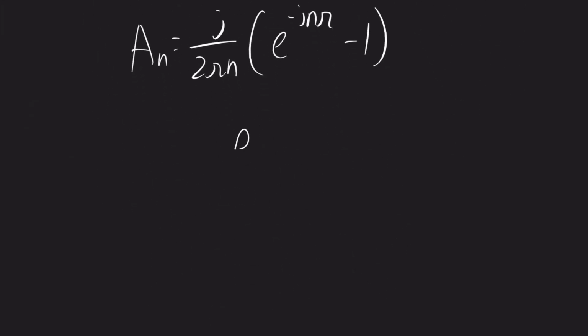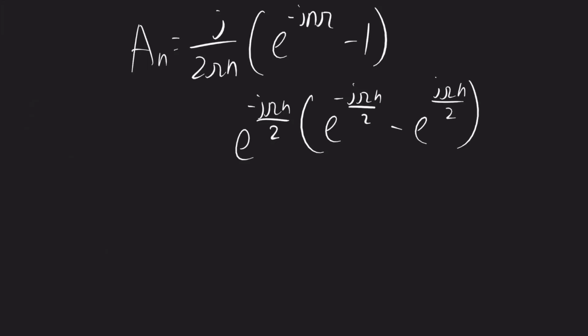Now there's one trick we can do. We can factor out an e to the negative j pi n over 2, and this term will become e to the negative j pi n over 2 minus e to the positive j pi n over 2. And if you multiply this out, you'll see that this term would become e to the negative j pi n, and this term would become 1 again. So this is equivalent to this. I want to keep the coefficient part I had here before.